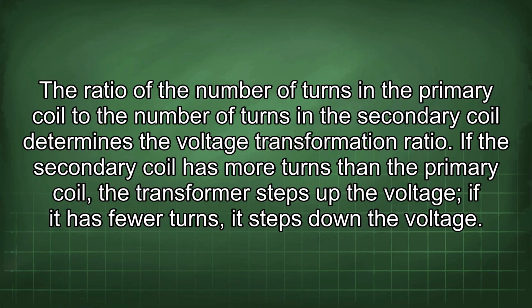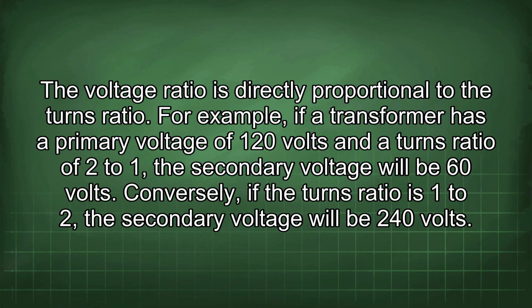If the secondary coil has more turns than the primary coil, the transformer steps up the voltage. If it has fewer turns, it steps down the voltage. The voltage ratio is directly proportional to the turns ratio.